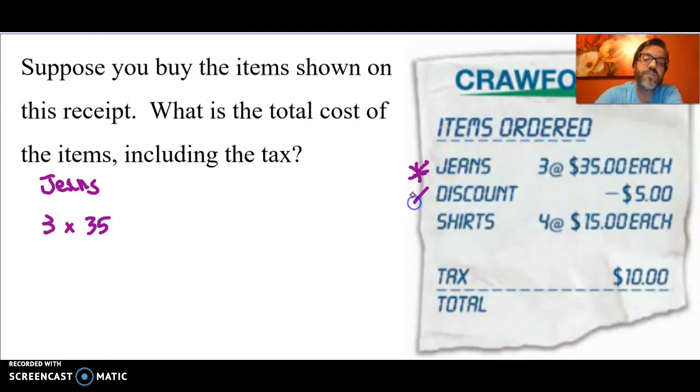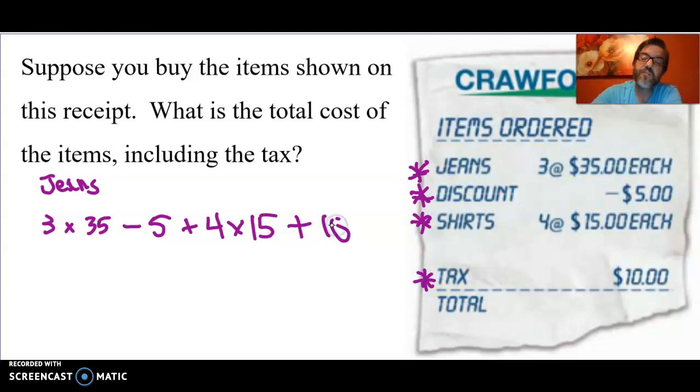Now it says you have a discount of $5. So we get to subtract $5 from that cost. Next, we're going to add in the cost of the shirts. Shirts, we're buying 4 of them at $15 each. So we're going to add 4 times 15, whatever that cost is. And then the last thing we add on is the tax. And we're going to add $10.